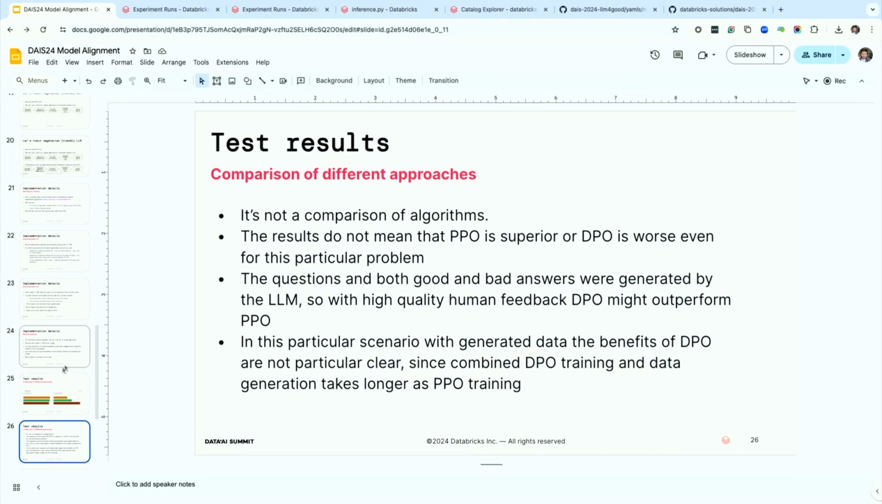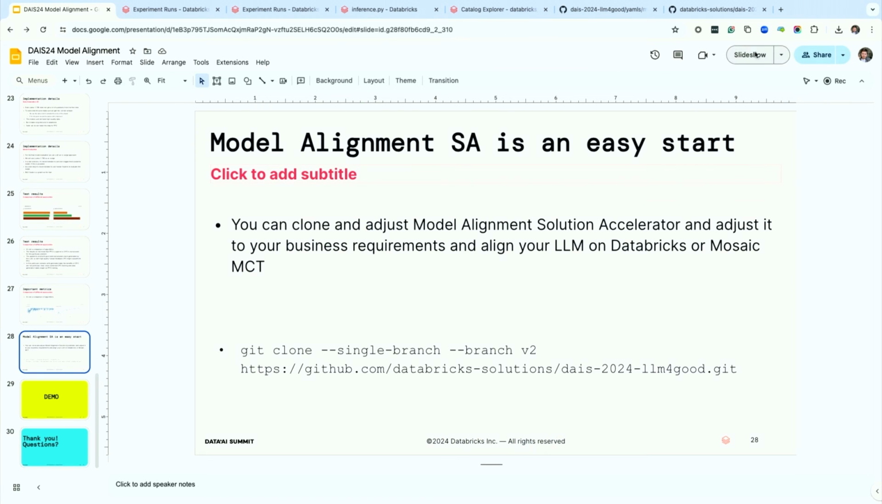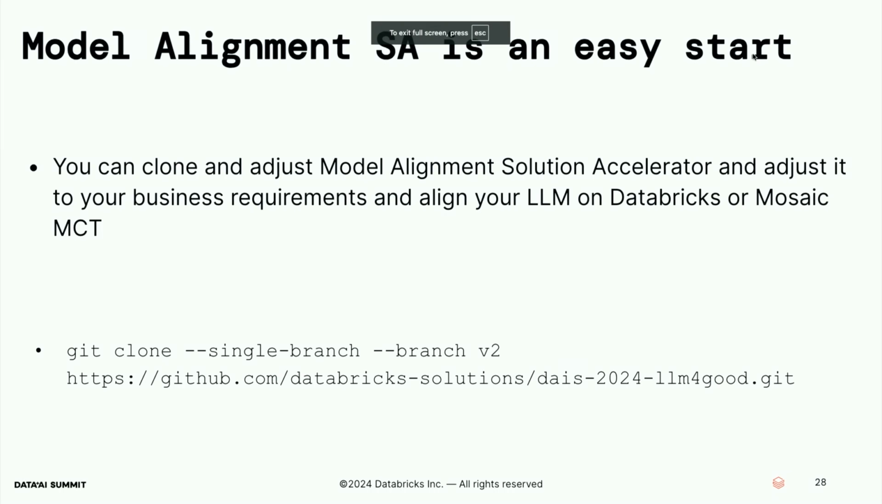Okay, that basically concludes my talk. If you have a project where you need to align your model, you can clone the solution accelerator using the following command. You can use the v2 branch, and you can adjust the prompts, adjust the dataset generation, and run it using Mosaic or Databricks.